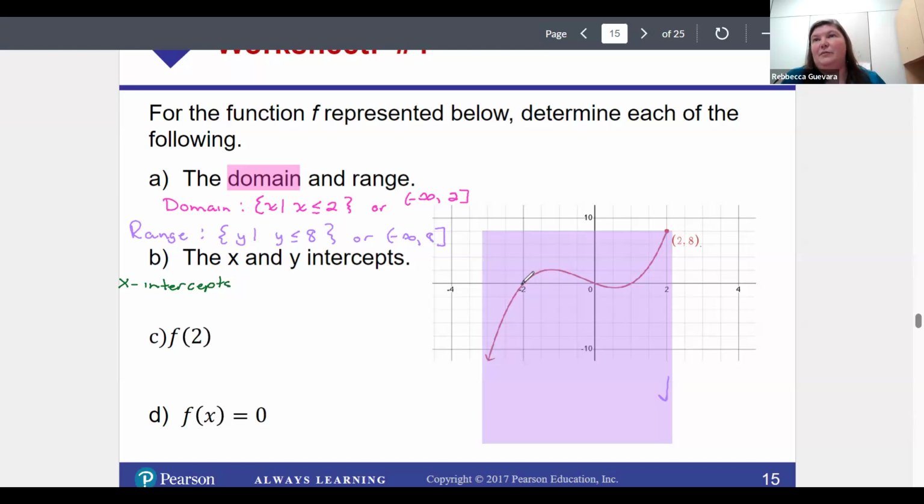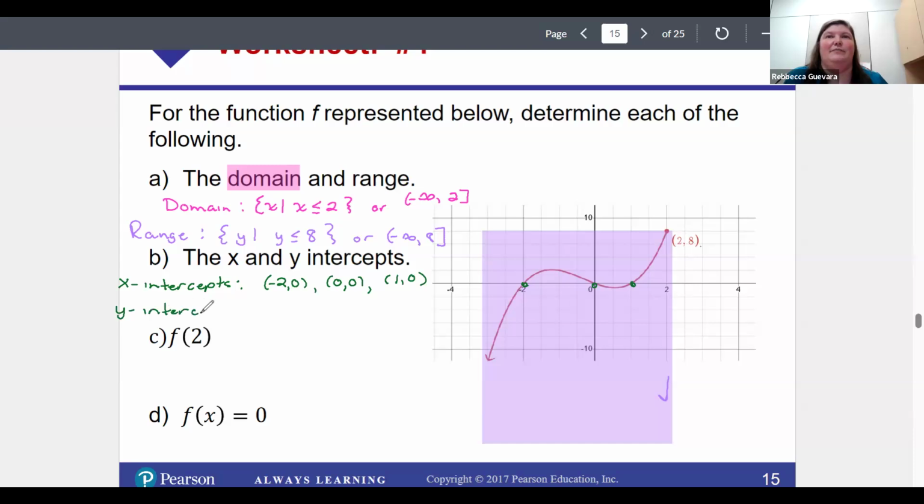My x-intercepts. So we have 3 of them. We have one at -2, 0. We have one at 0, 0. And we have one at, looks like that would be 1. So that's 2 there, and that's halfway in between. So that'd be 1, 0.